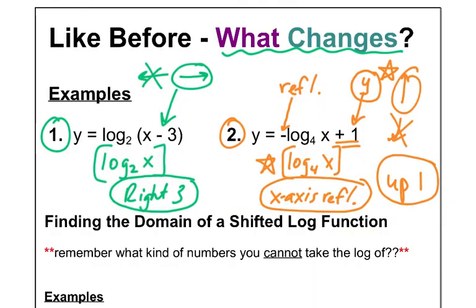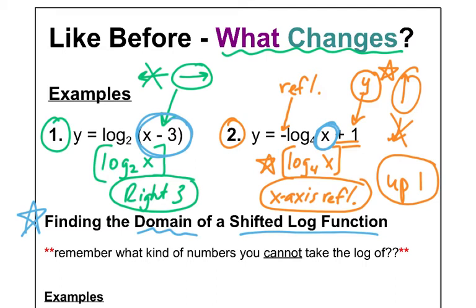But the problem is, on number 1 here, what if I shifted my graph? How does that change my domain? And over here, number 2, did I shift my graph? Yeah, but only along the y's. So is that going to change my domain? Okay, let's figure that out. So our next goal is, can you figure out what's the domain of a shifted log graph?